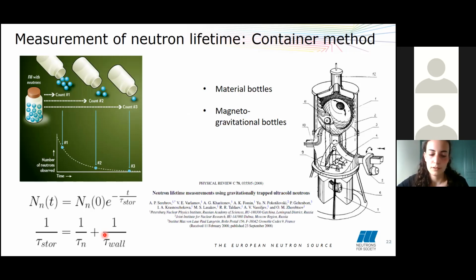So this means that there are traps which can be built with open tops because gravity will confine them vertically. And this is also useful to spill out all the more energetic neutrons that we don't want inside the trap. And also the bottles can be made with magnetic fields. So an inhomogeneous magnetic field of a few Tesla can confine these ultra-cold neutrons, acting as a repulsive field for the neutrons.